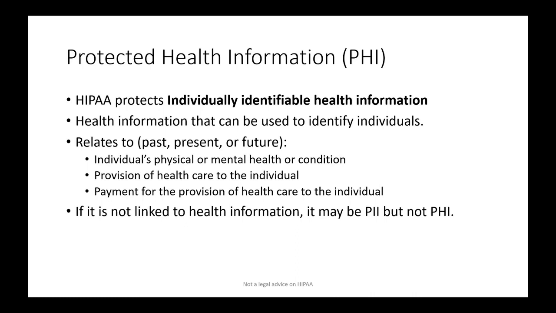At the same time, one thing to keep in mind is that if it's not linked to health information, then it may be PII but not PHI. What that means is, let's say there's a hospital or somewhere that publishes a list of patients. I'm taking a hypothetical example. They publish a list of addresses and names out of context, and it has nothing to do with healthcare. In that case, that list is PII, but it's not PHI. So that is something to keep in mind.